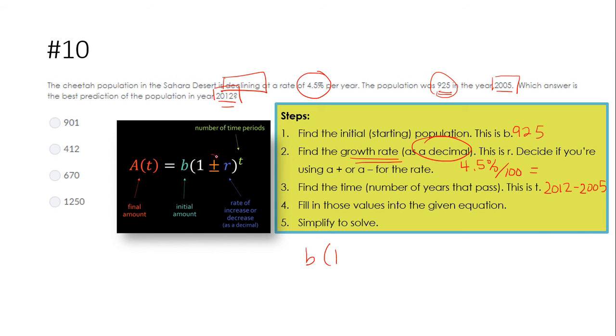You're going to tell me if I'm going to use the plus or minus. You're going to pick one of those. If we're declining, we use a minus. If we're growing, we use a plus. My rate, whatever decimal you get here, when you do your 4.5% divided by 100, that's your R. And then your T is going to be that time difference between 2012 and 2005. That's going to give you your answer for the best prediction.